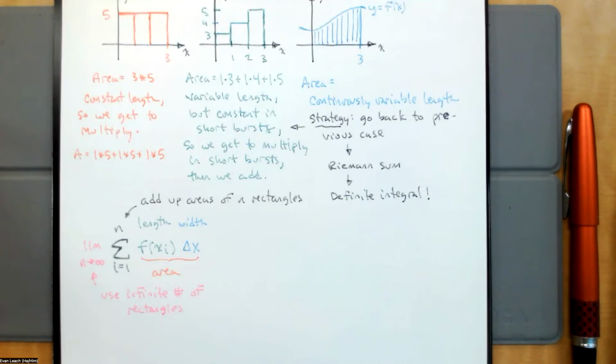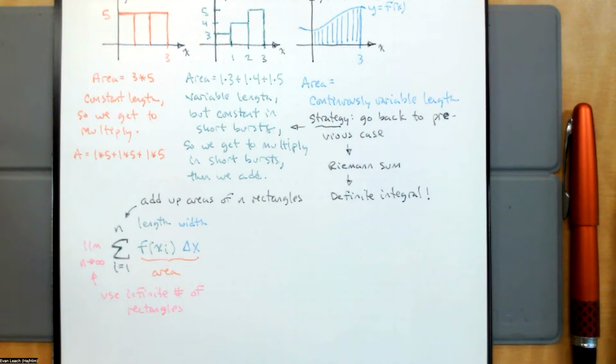I want to find area equals length times width, but my stupid length is all continuously variable. So we go back to the previous case where things are easier. We flatten out. We look at a low-res version of that continuously variable function where it's flat in short bursts. So we get to multiply in short bursts so that we can add. The weirdness here is that the variable length is continuously variable. So this then we add step is really fishy because where are we going to put the pluses?